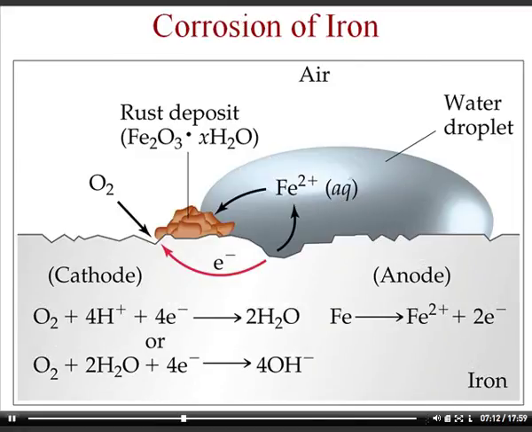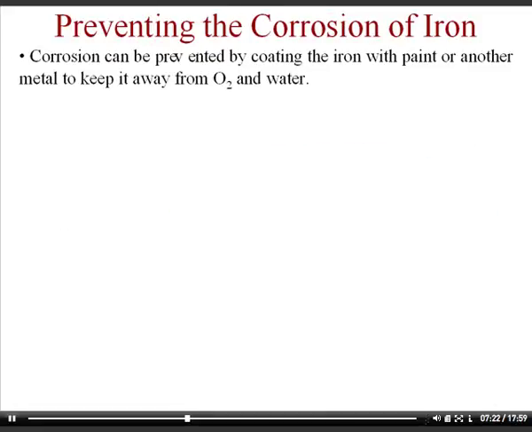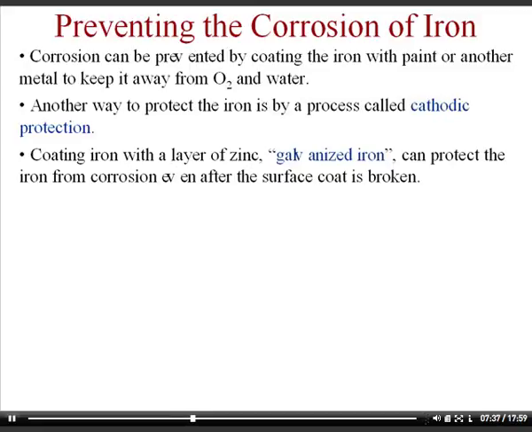And here's a little picture of the cathode reaction and the anode reaction occurring in a droplet of water as it's sitting on top of a chunk of iron. Now, if you want to prevent the corrosion of iron, you can paint it to keep it away from the oxygen in the air, or you can coat it with another metal, and it would be good to keep it away from water. Now, the way of protecting iron by coating it with another metal is sometimes called cathodic protection. So there's a cathode reaction that kind of protects it.